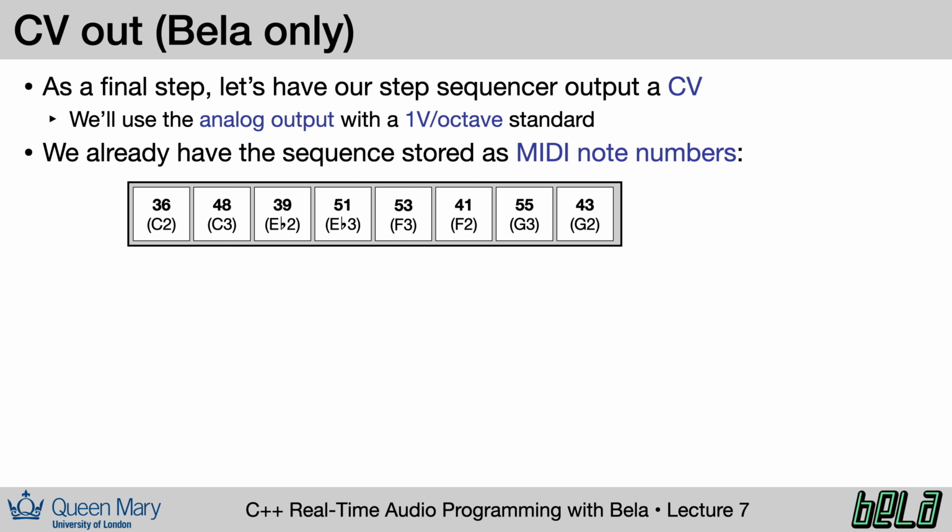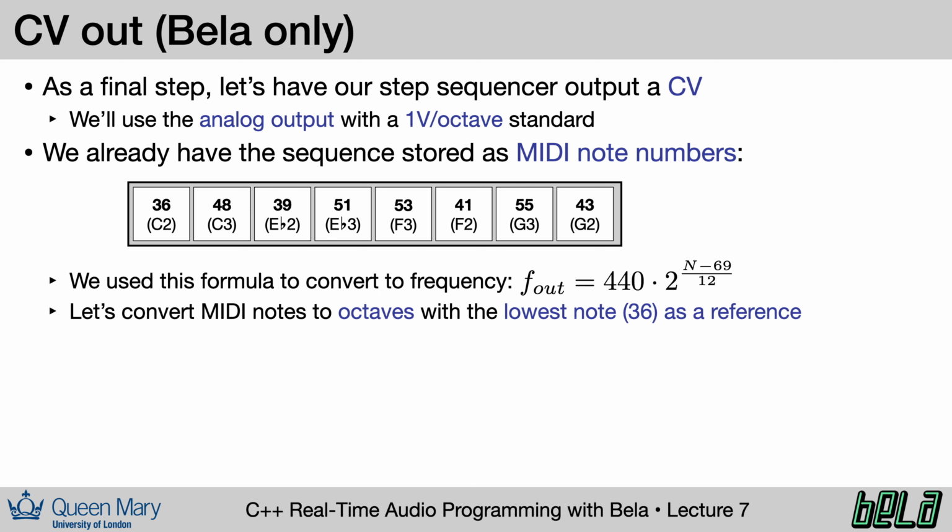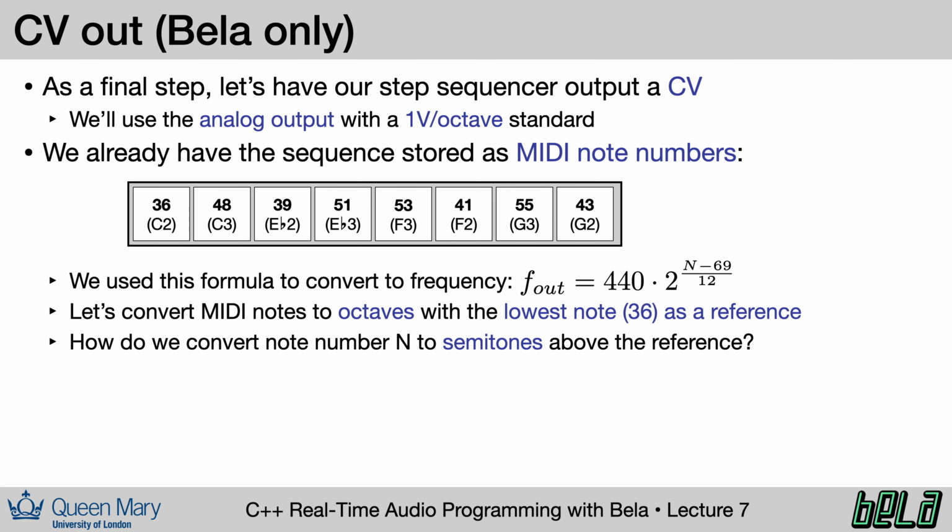We stored this sequence as MIDI note numbers, and we saw in a previous lecture how we could convert the MIDI note number to a frequency using this formula. What we need to do for the CV output is instead to convert the MIDI note into an analog output voltage with a 1 volt per octave standard. Therefore, we need to convert the MIDI note number into a number of octaves. We're going to make this with respect to some reference note, which in this case is going to be the lowest one, or 36. Therefore, the question is, how do we convert the note number to the semitones above the reference? This is rather simple.